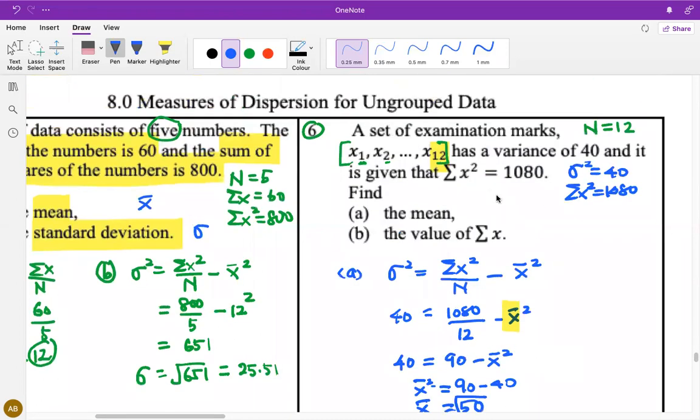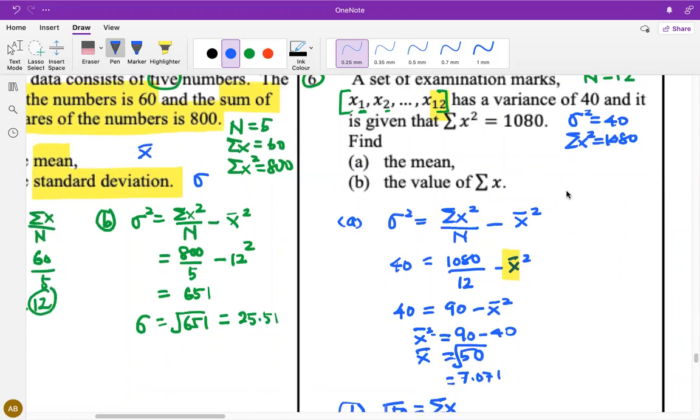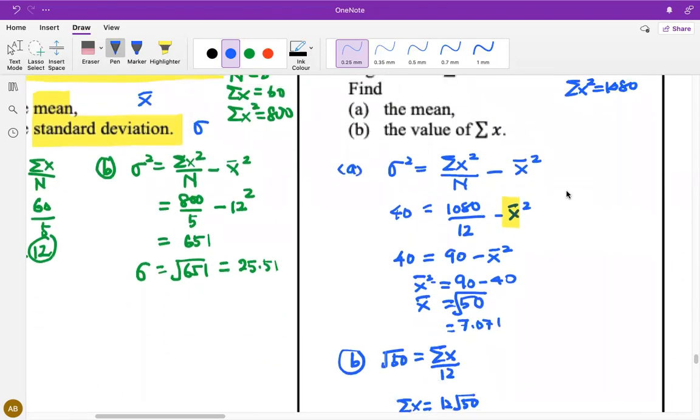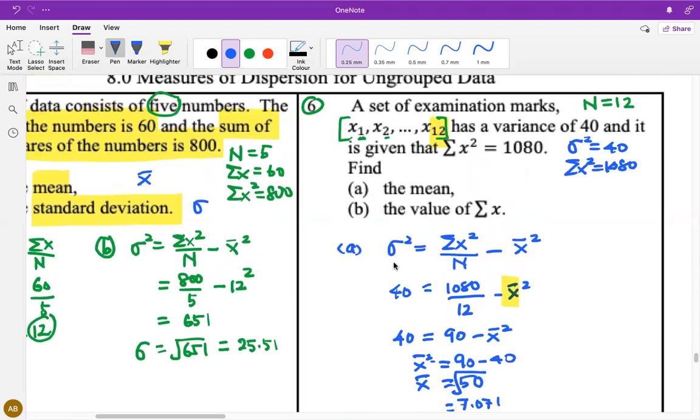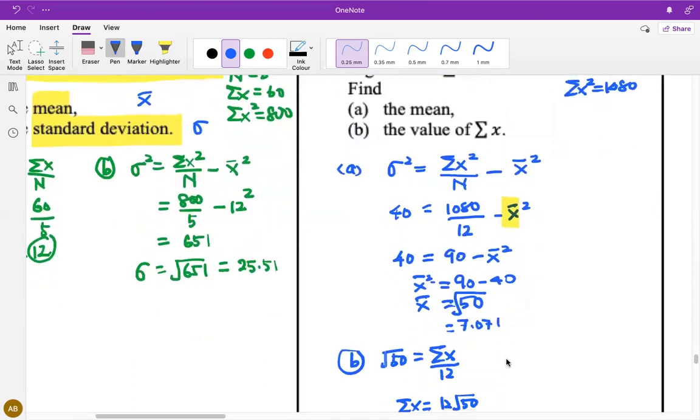The sum of x squared is given, right? So you put into the formula. Let me repeat. Variance 40, the sum of x squared 1080 divided by the total number of data 12, minus mean square. So you get 1080 divided by 12, 90. Then you get mean square equals 90 minus 40, you get 50. Therefore, the mean is the square root of 50, that is 7.071.